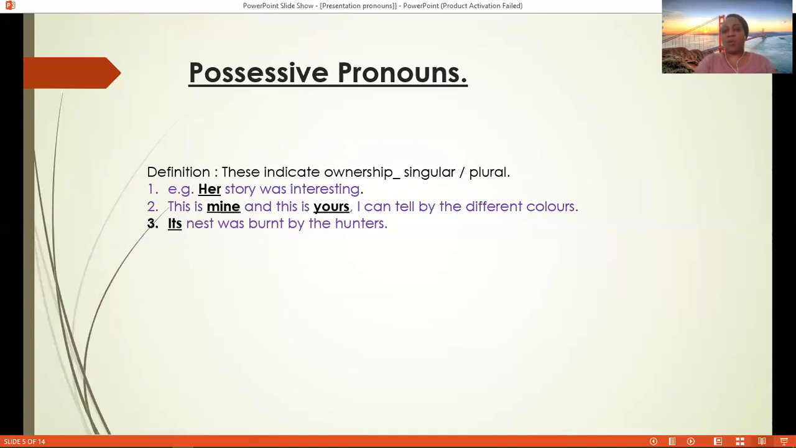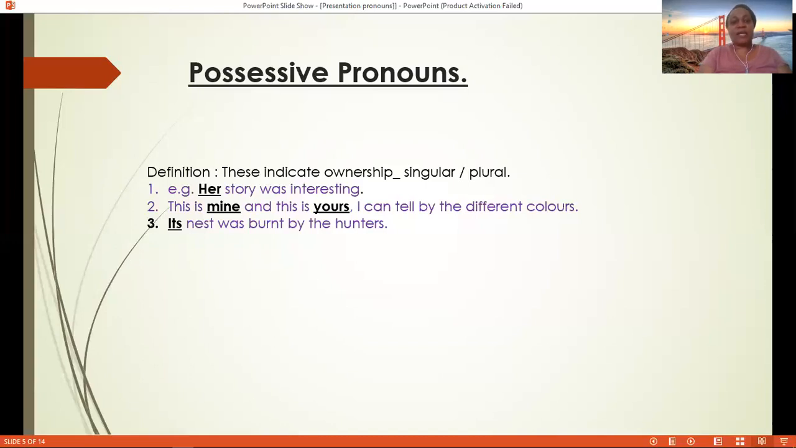These indicate ownership, both singular and plural. They represent ownership both in singular terms and in plural terms. For example, your story was interesting. It is your story, therefore, she possesses it. This is mine, it belongs to me, and this is yours. I can tell by the different colors.